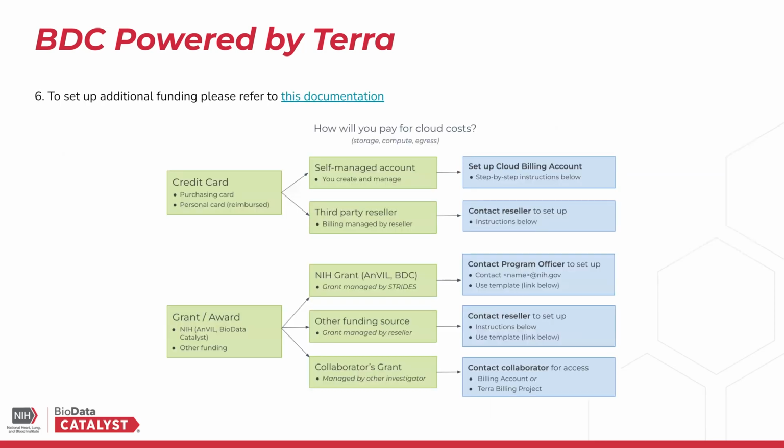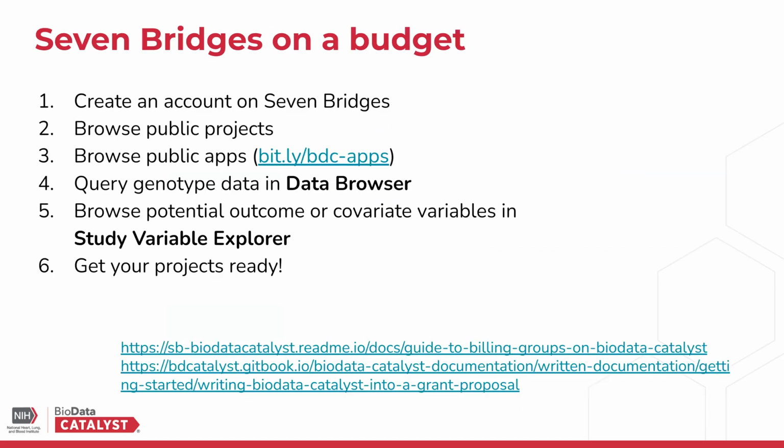Are there any questions? I'm not sure. Oh, we have one more slide. Apologies. So if you want to set up additional funding, there is documentation. Looks like we have a nice flow chart here depending on the funding type, if you're using a credit card or if you have a grant or award, depending on how you pay for your cloud costs. We have a nice diagram here to set up additional funding. Can't promise I can answer anything, but does anybody have questions immediately about BDC powered by Terra or getting started?